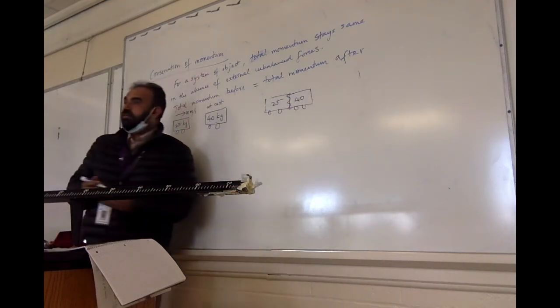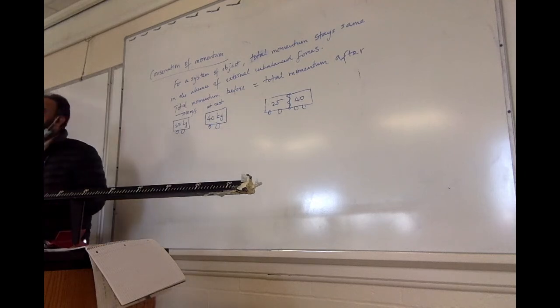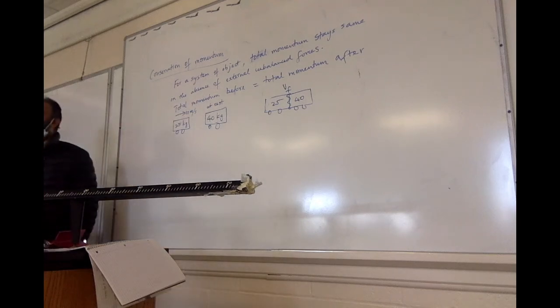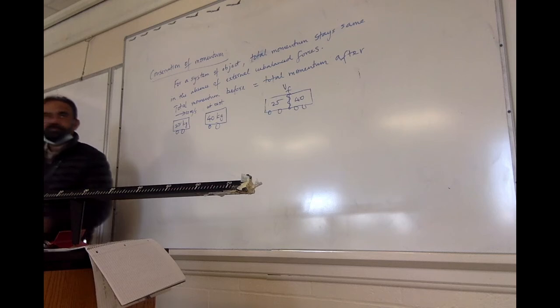They get tangled like that. And once they get tangled, they will have a final velocity together, right? Common velocity. So there is a final velocity. How much? What will be the final velocity?